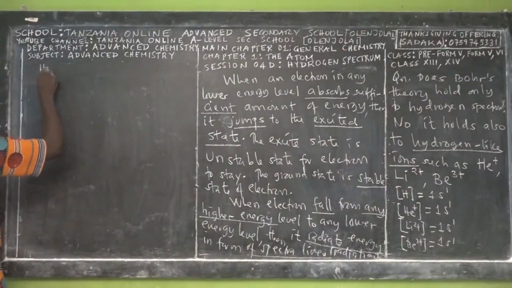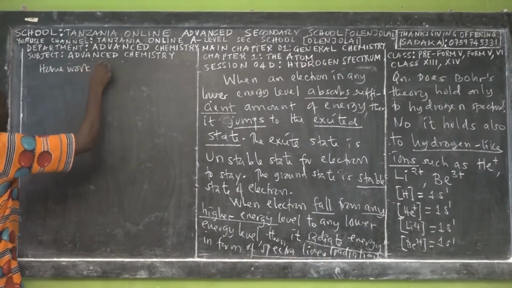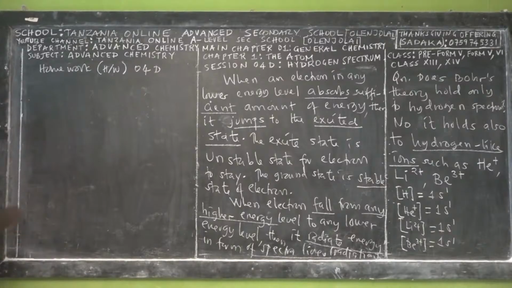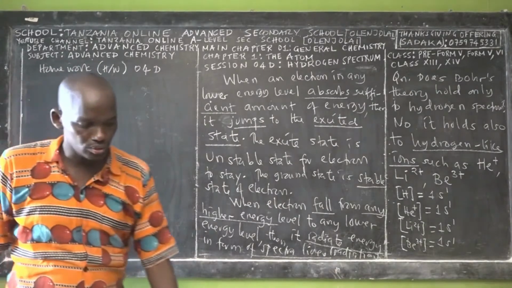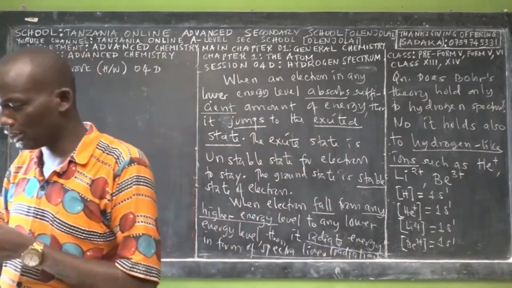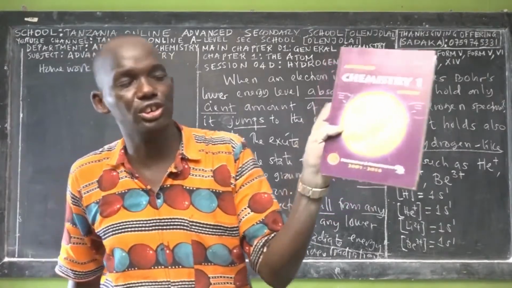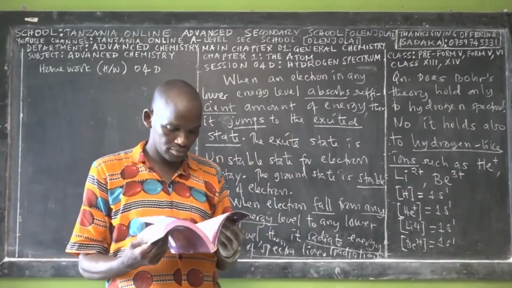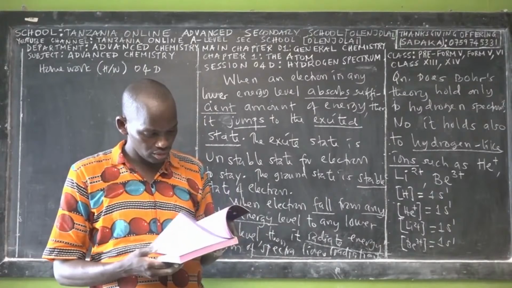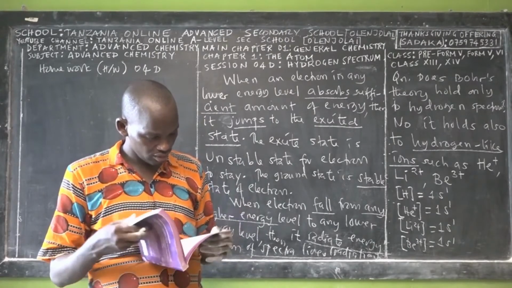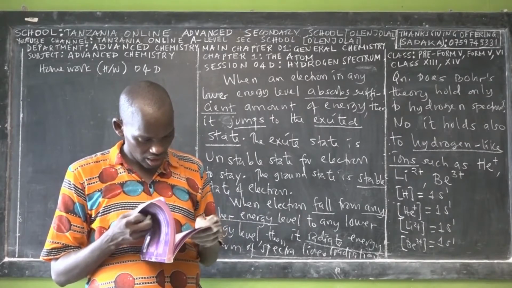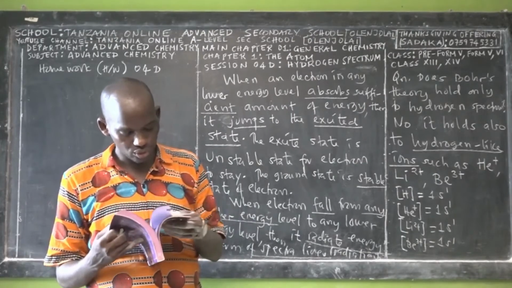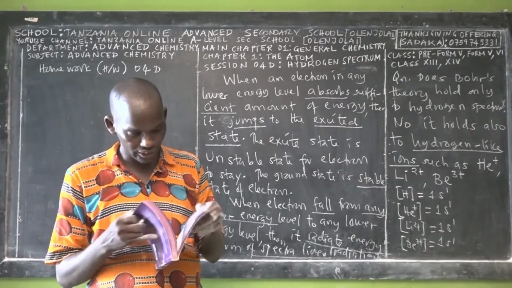So homework. This is homework 4D. As I say, we are also equipping our students with review books. This is Advanced Chemistry Review 1. In chemistry, in Tanzania, we have 3 examinations. We have paper 1 exam, the Advanced Certificate Secondary Education Examination, paper 1 of chemistry, and we also have the Advanced Certificate Secondary Education Examination, paper 2. And we also have the Advanced Certificate Secondary Education Examination, paper 3, which is practical.